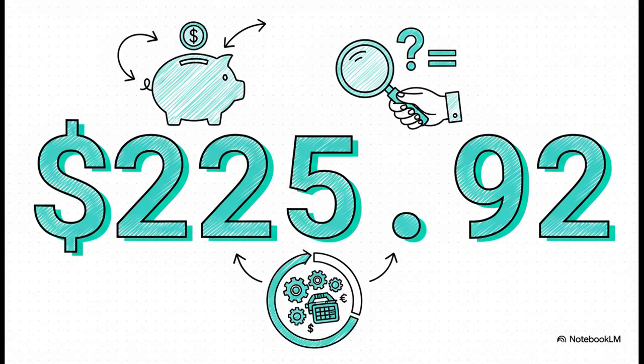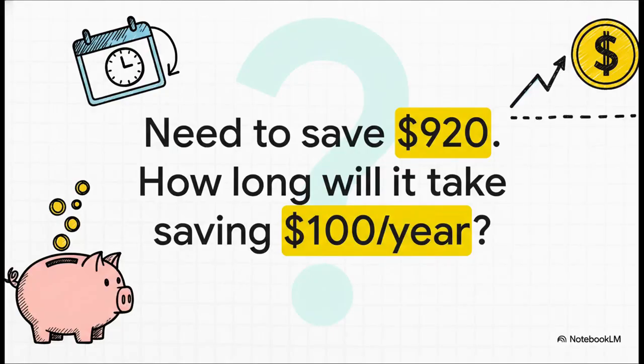The annual payment you'd need to make to pay off this loan is $225.92. We just solved for the missing piece of the puzzle. Okay, cool. Now let's flip the script and use the toolkit for a totally different goal, saving money.